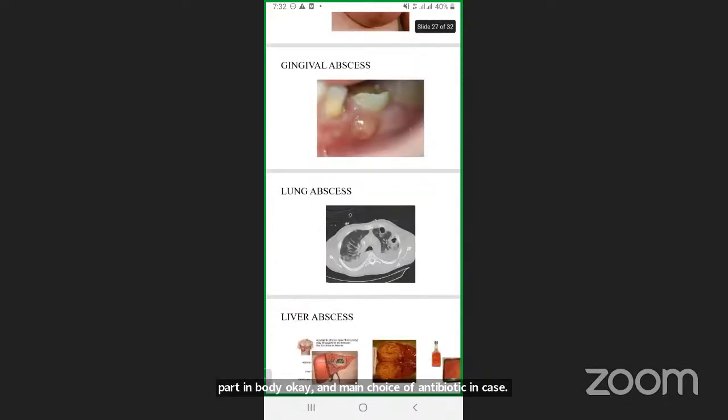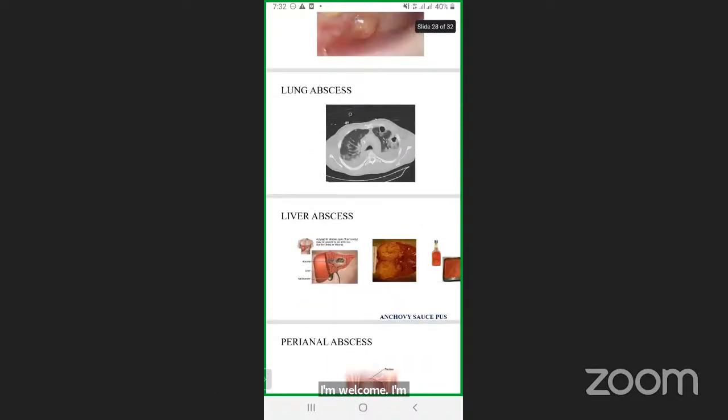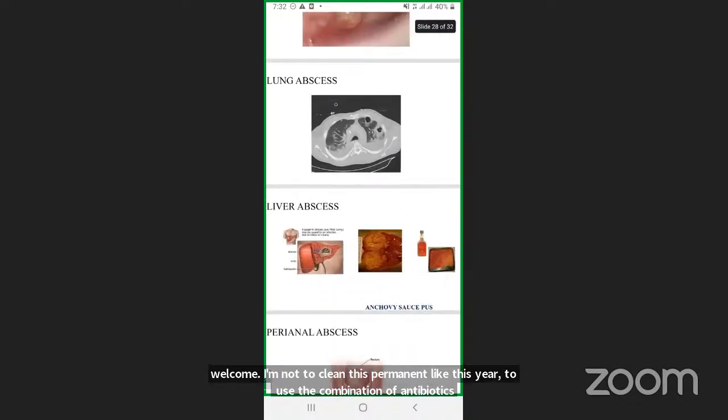Coming to the lung abscess, the treatment in case of lung abscess is a little bit different compared to other types of abscess. Here we use a combination of beta-lactam and an inhibitor of beta-lactamase, for example, ampicillin plus sulbactam, amoxicillin plus clavulanic acid. Like this, you have to use a combination of antibiotics. Coming to liver abscess, in case of liver abscess, metronidazole is the ideal drug of choice, whether it is pyogenic or caused due to Entamoeba histolytica.